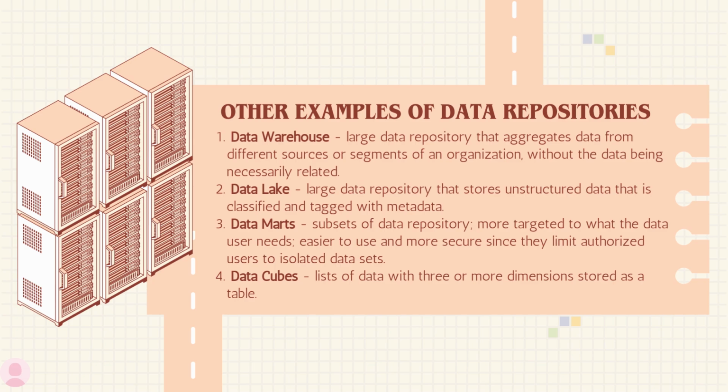So, these are large data repositories that store unstructured data that is classified and tagged with metadata. Number three, data marts, subsets of a data repository, and it is more targeted to what the data user needs. So it is easier to use and more secure since they limit authorized users to isolated data sets. Number four, we have data cubes. So it is the list of data with three or more dimensions stored as a table.